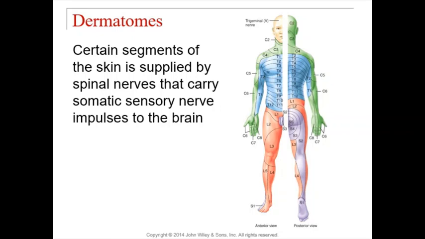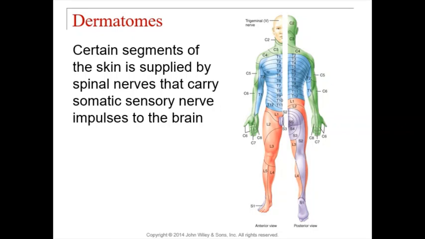For example, if the top of your shoulder were to go numb, I would tell you to go get your C4 spinal nerve checked out, because your C4 spinal nerve allows you to sense the top of the shoulder. Or on the other hand, if your pinky finger went numb, yes, you could check your ulnar nerve, but the problem could be higher up in the C8 spinal nerve. So remember, doctors aren't super special. They just know a lot of anatomy.